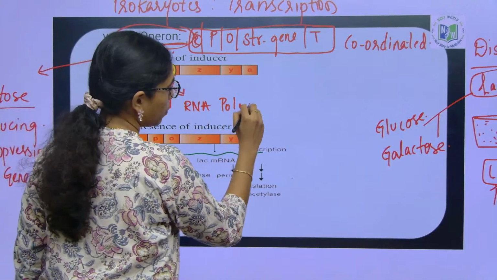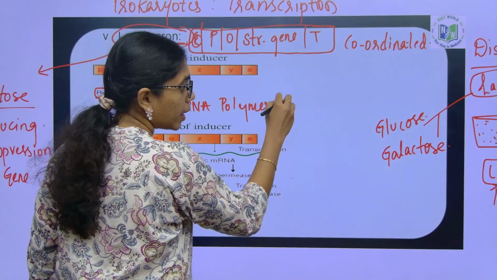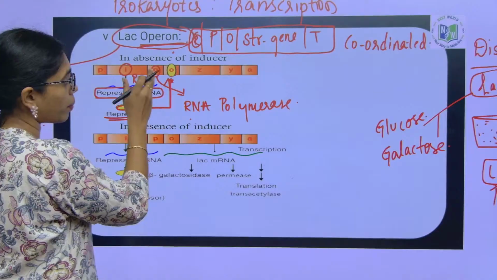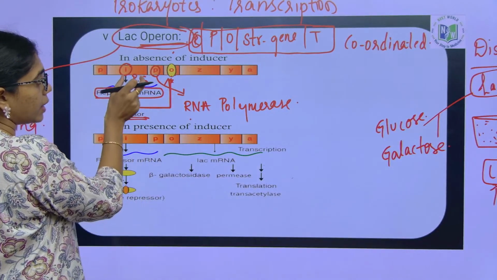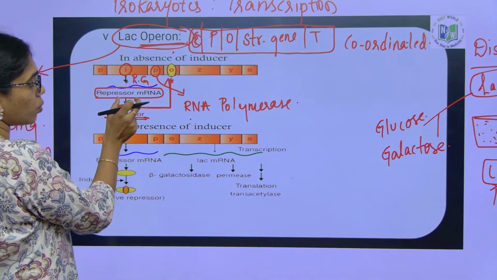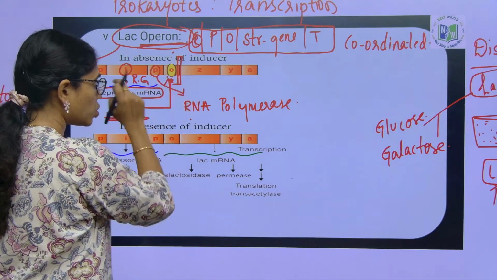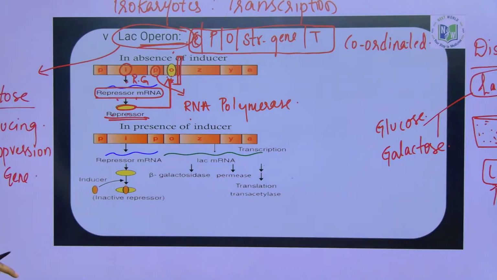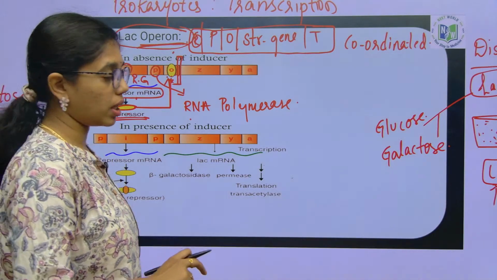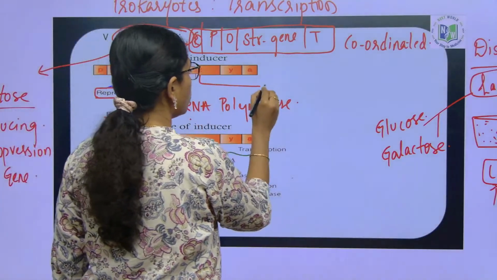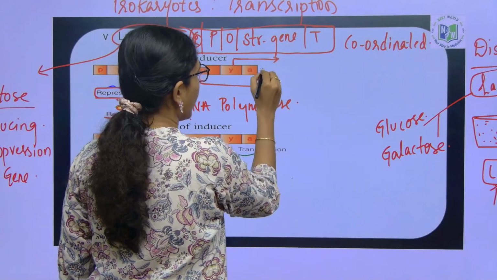RNA polymerase will bind to the promoter region, but then the regulatory gene is synthesizing what? Repressor. The repressor binds to the operator region and this will inhibit the activity. Got it? And you have three structural genes here: Z, Y and A.